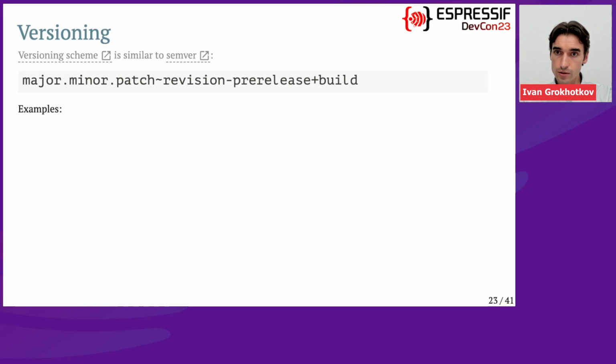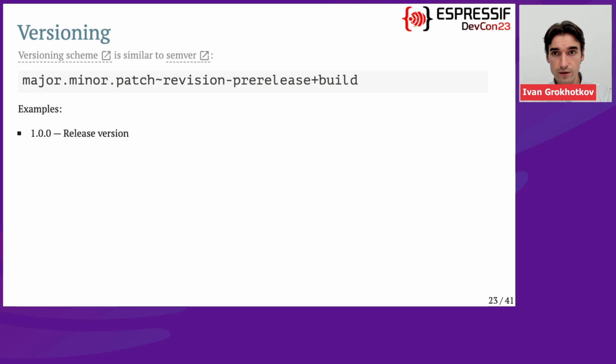So first, let's talk about versioning. IDF Component Manager uses a versioning scheme that is an extension to semantic versioning. Just like semantic versioning, there are three version components, major, minor, and patch. There is an optional pre-release part, and the extension that we have in the IDF Component Manager is this revision component. Let's take a look at some of the examples.